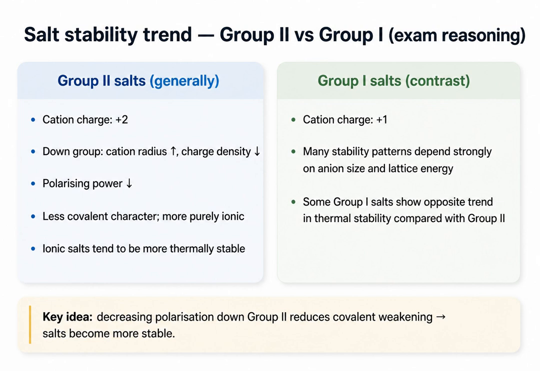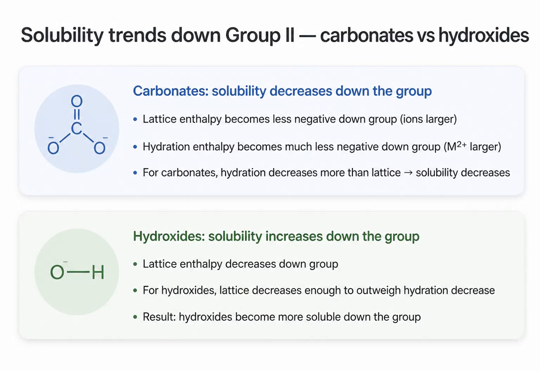The question also mentions that Group 1 salts can show the opposite trend in some cases. The key contrast is that Group 1 cations are +1, and polarization effects are weaker, so different factors can dominate their stability patterns. Solubility trends come from a competition between lattice enthalpy and hydration enthalpy.